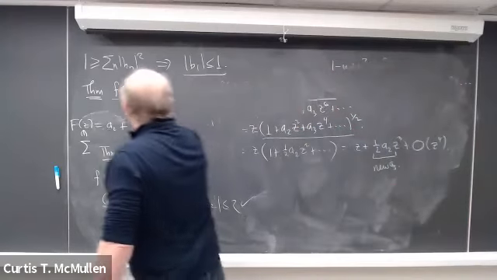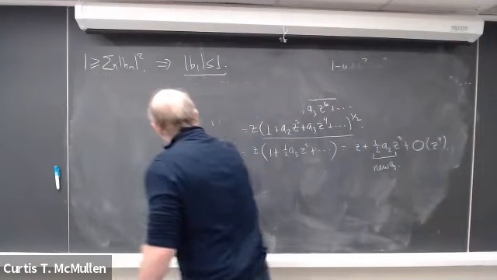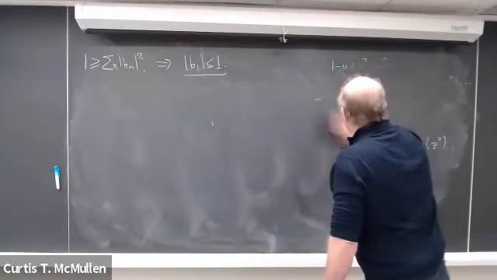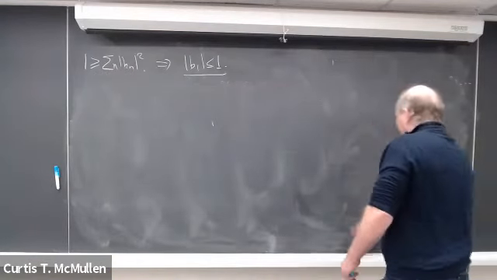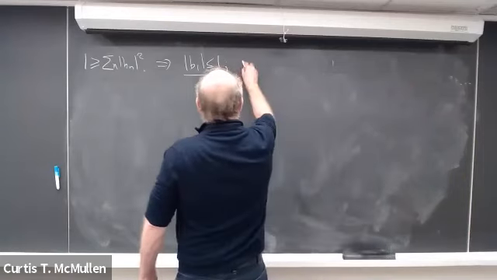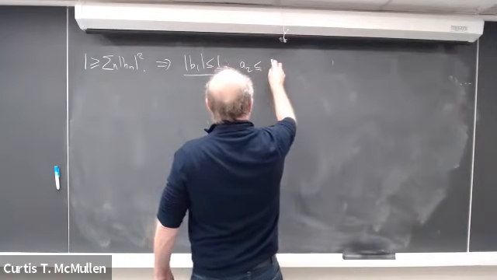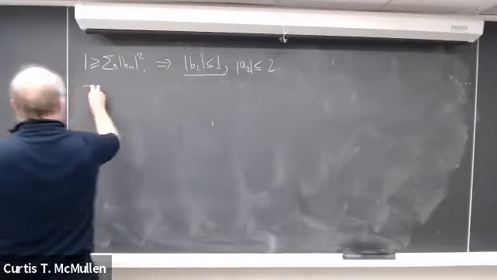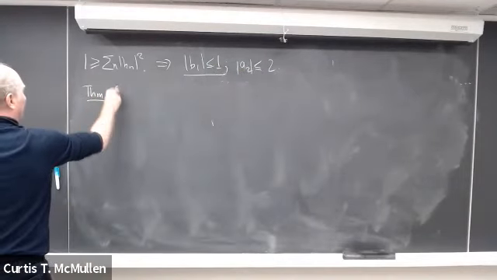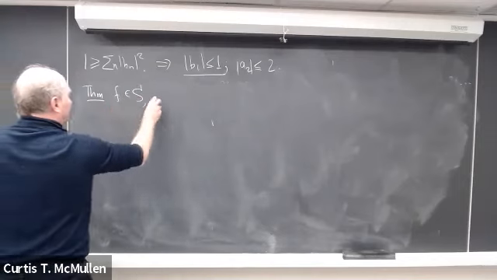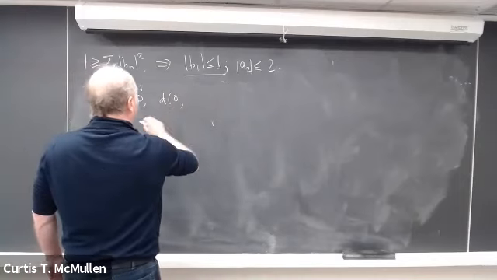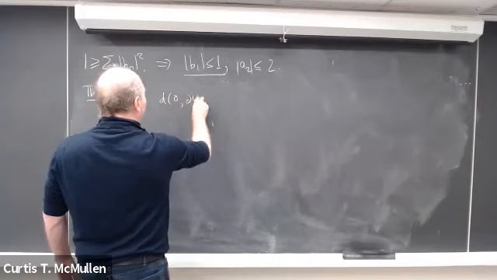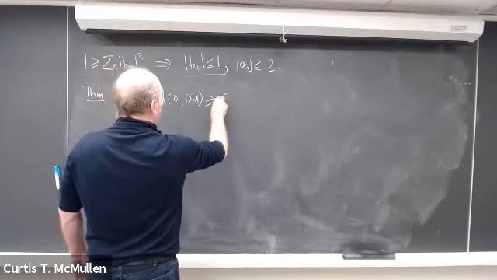So keeping that in mind, we can add that to things we know: that a2 is less than or equal to 2. We can now prove that for f in S, the distance from 0 to the boundary of the image is always greater than or equal to 1/4.